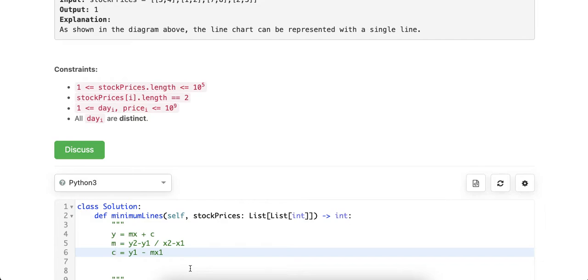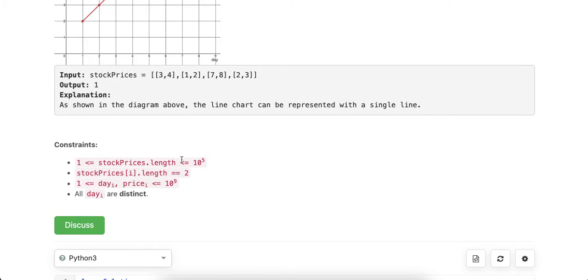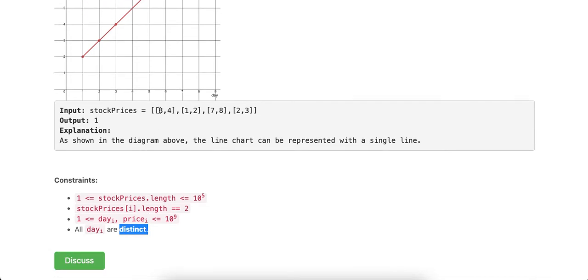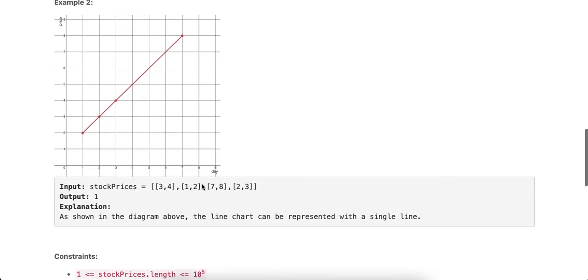So that's how we will count the number of minimum lines. Another thing is we need to see the problem. Nowhere in the problem does it ever say that the stock prices are sorted from the smallest day to the bigger. The only thing they say is that they are distinct. And if we check the example, we can see that it is not sorted. So one of the first things we need to do is sort the data.